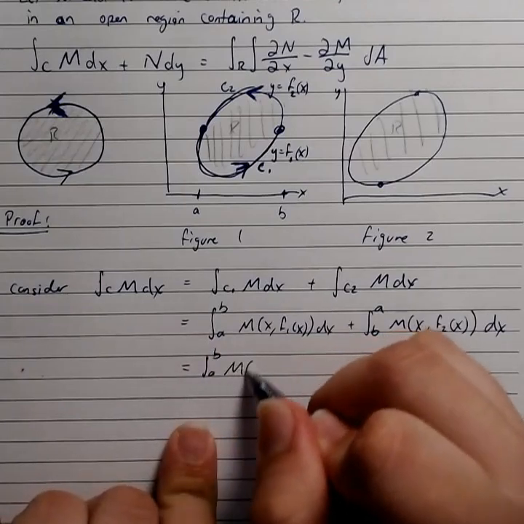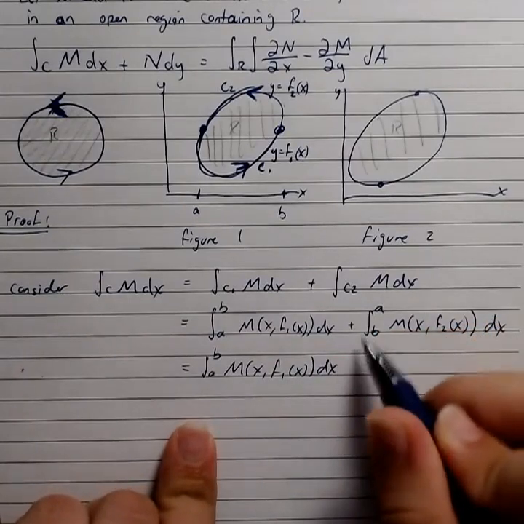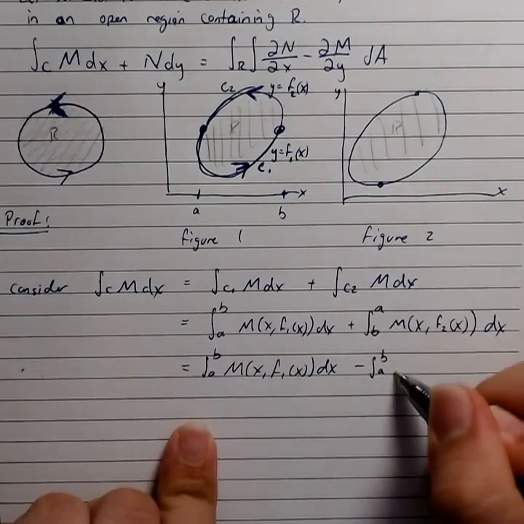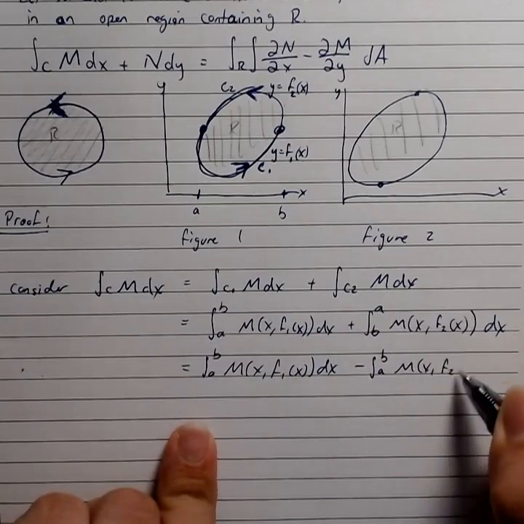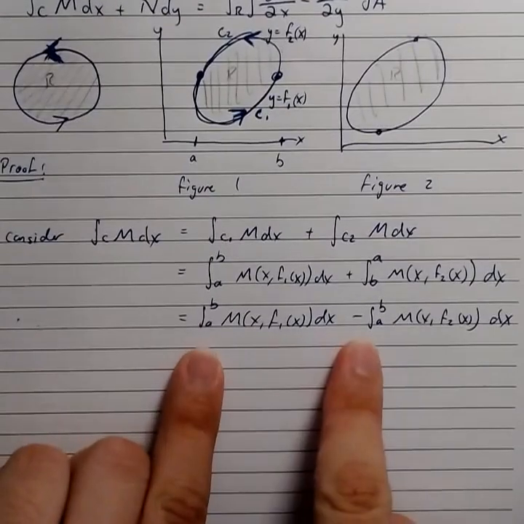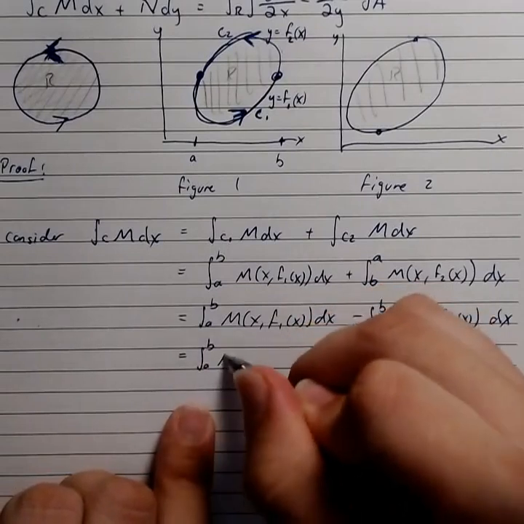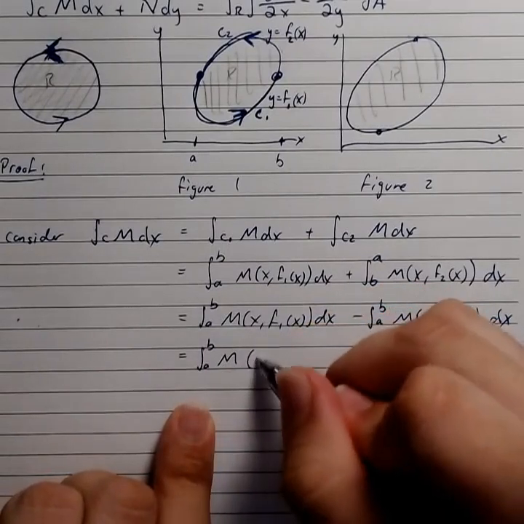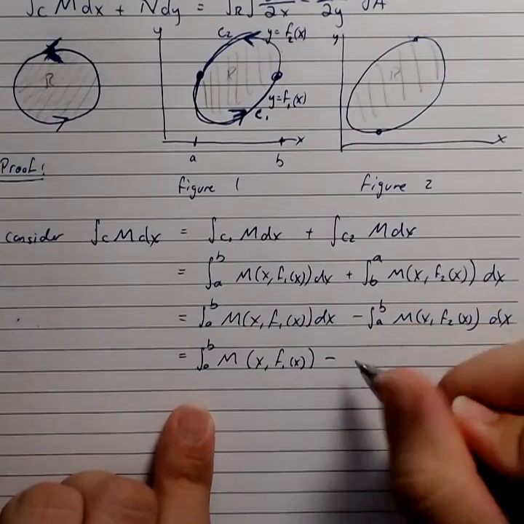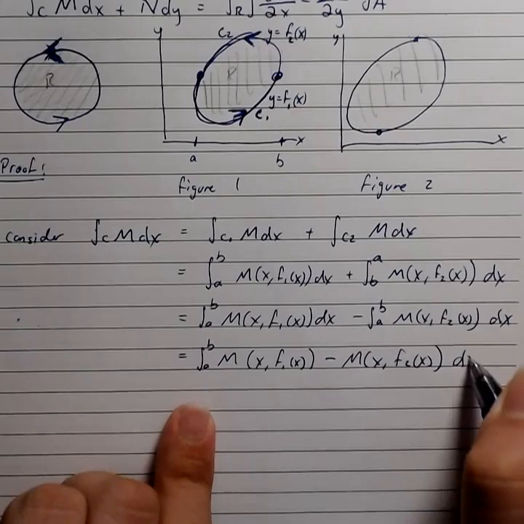After all, we learned in Cal 1 that you can flip boundaries of integration by taking the negative. The integral from b to a is the negative of the integral from a to b of M of x comma f sub 2 of x dx. Oh, but now since these both have the same boundary, I can stick them together, and I can write this as the integral from a to b of M of x comma f sub 1 of x minus M of x comma f sub 2 of x dx, just like that.